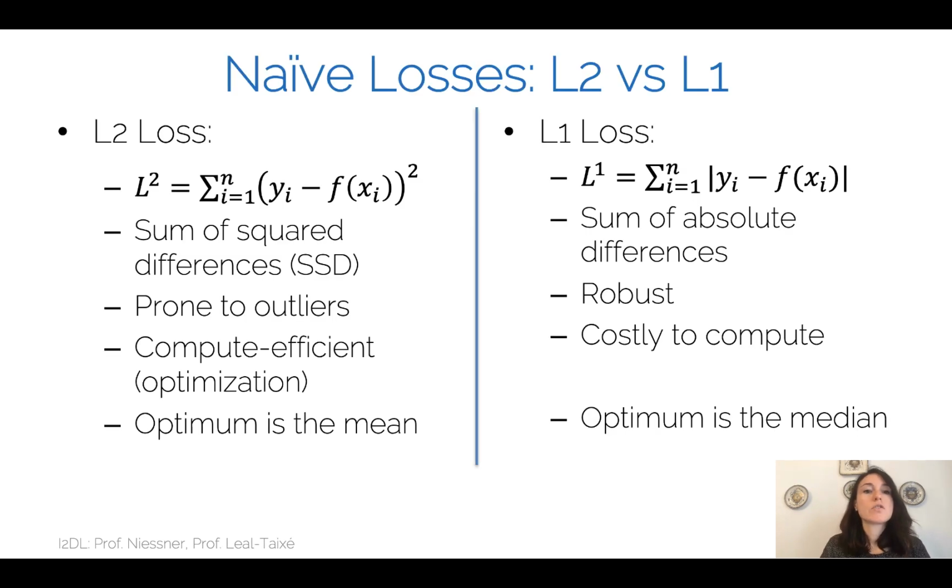So in the last lecture, we discussed loss functions. We started with naive losses like the L2 versus the L1 loss. And we saw how each of these losses has its own characteristics and therefore optimizes for a different thing.